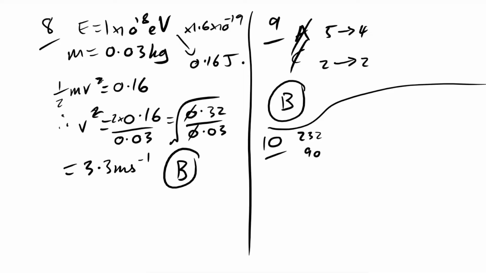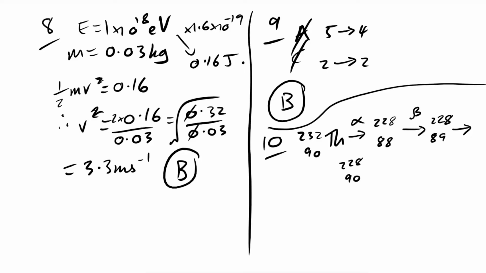Number 10, we have thorium, and it decays by alpha and 2 beta. So 232, doing an alpha, we end up with 228 and 88. And then we have 1 beta that takes us up to 89, and then another beta that brings us up to 228 and 90 again. So we're going to end up with, oh, it's thorium again. What do you know? So the answer is C.